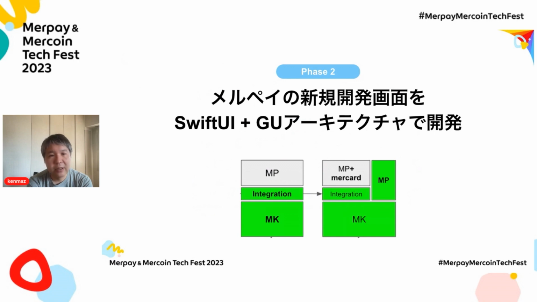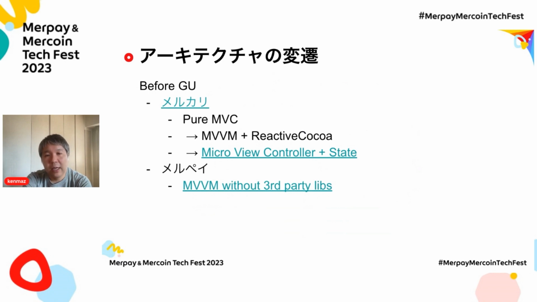completed the integration project itself, and after that, after the GU architecture was released, I will talk about phase 2, which is developing the Merpay new development screen using SwiftUI and GU architecture, and that project has started.